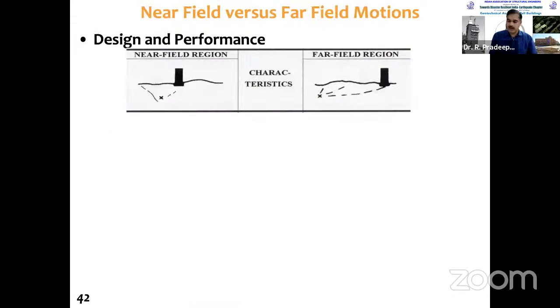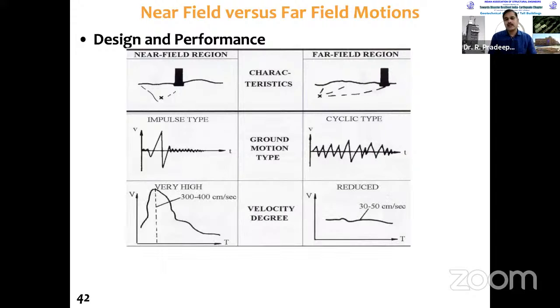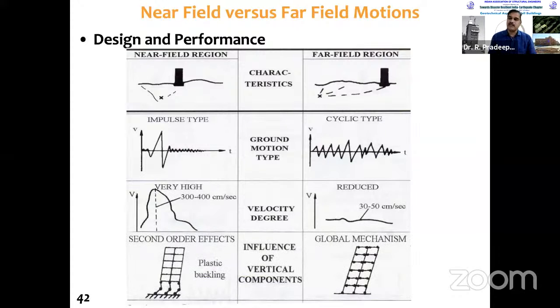In near field and far field, the first thing is, when the earthquake is in the near field, the ground motion will be impulse type ground motion, and if it is a far field earthquake, then the motion will be cyclic type motion. Then in near field, we can see higher velocity pulses, very high, because the earthquake energy will be very high, and in far field it is reduced. Then in near field, we see second order effects, like plastic buckling, that kind of thing. And in far field, you see a global mechanism.